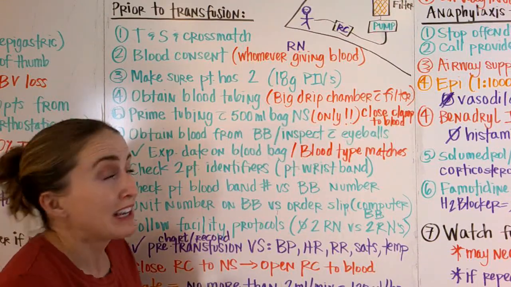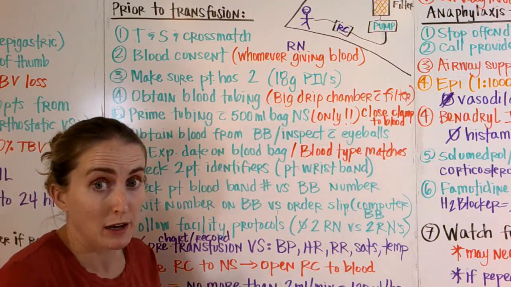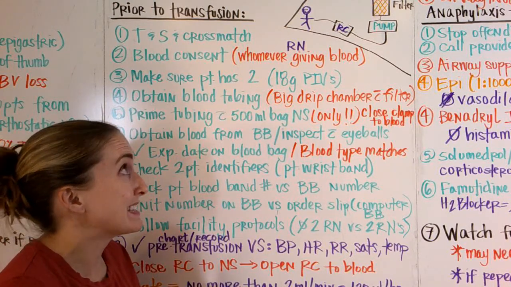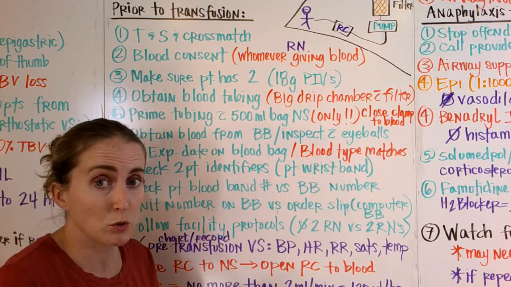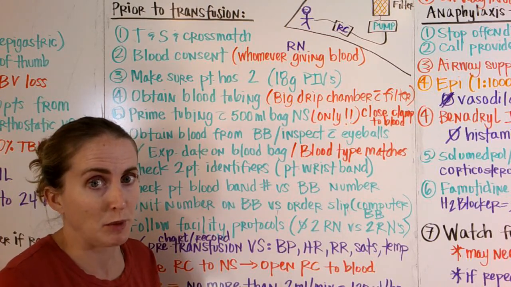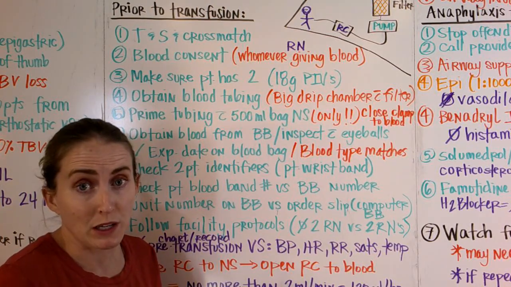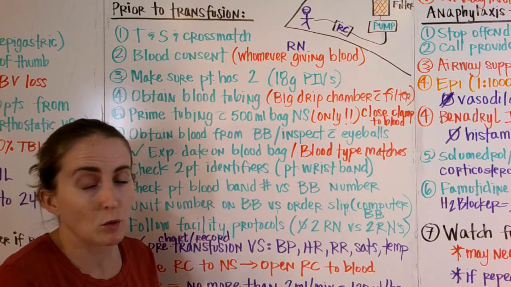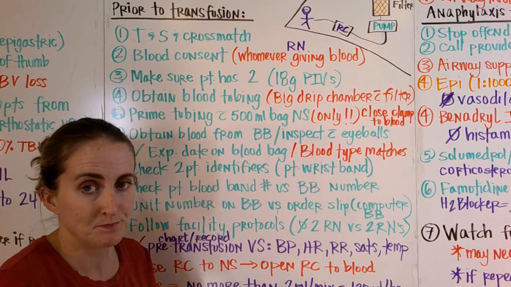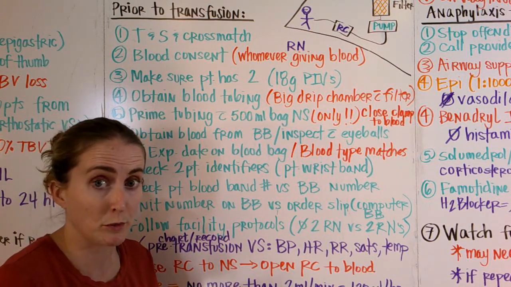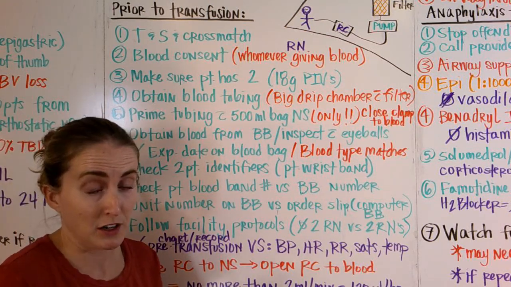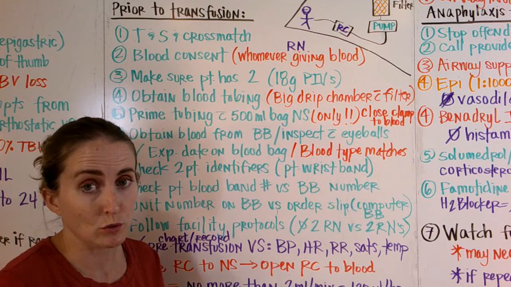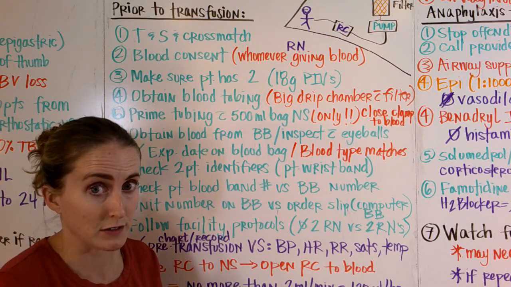So we need to make sure we get a type and screen cross match, right? And we have to get consent. And whoever's giving the blood can get consent from the patient, right? So if you're the one doing it, then you get consent from the patient. It has to be an RN, and you can get consent from the patient or from the patient's family if they're unable to give consent. If there's no one there, then it's considered implied consent, and you have to have 2 nurses witness and sign.